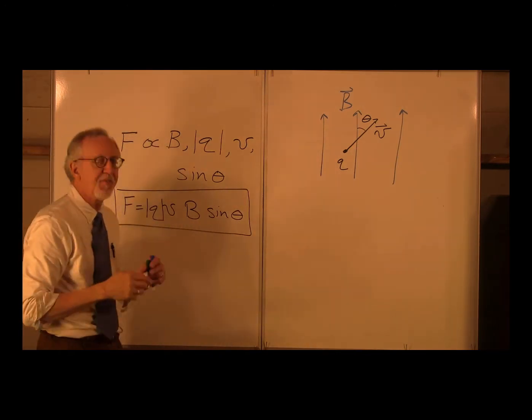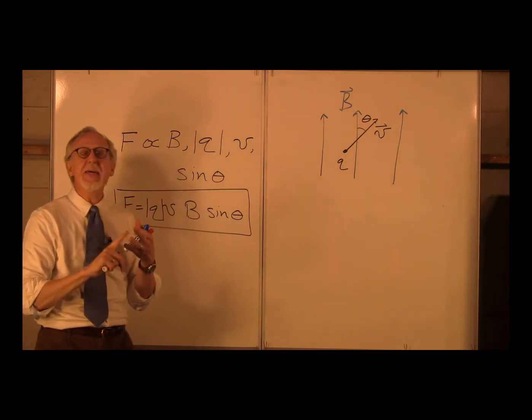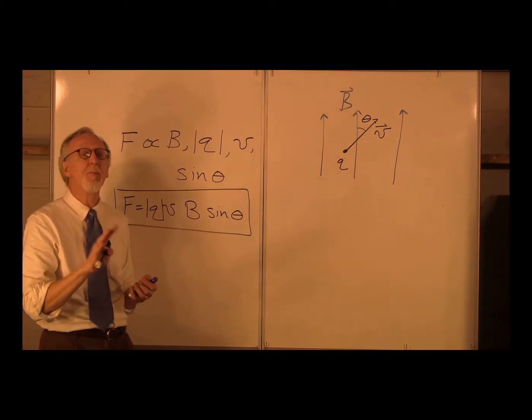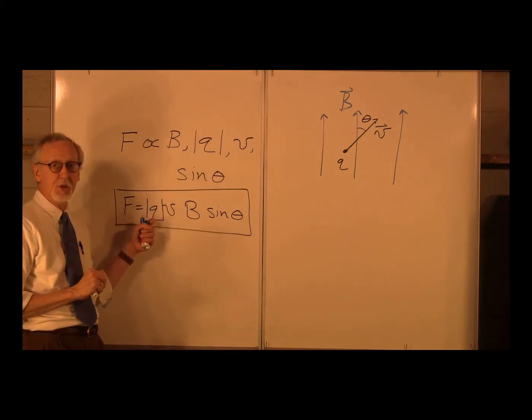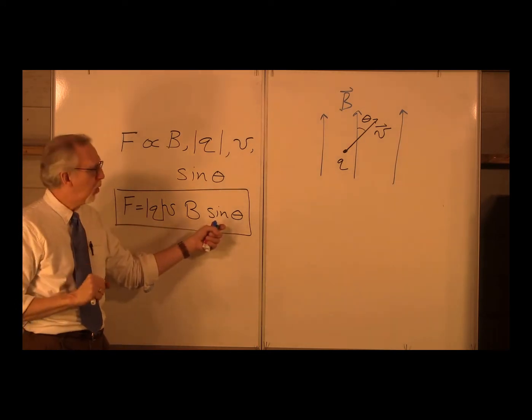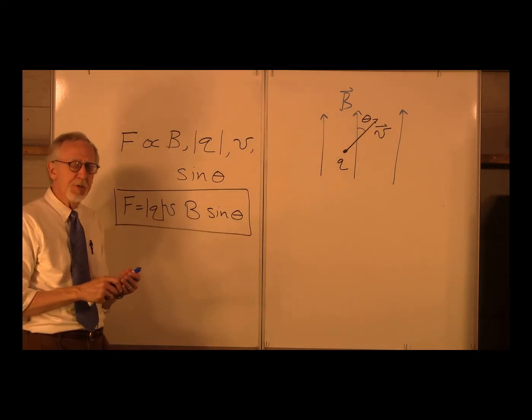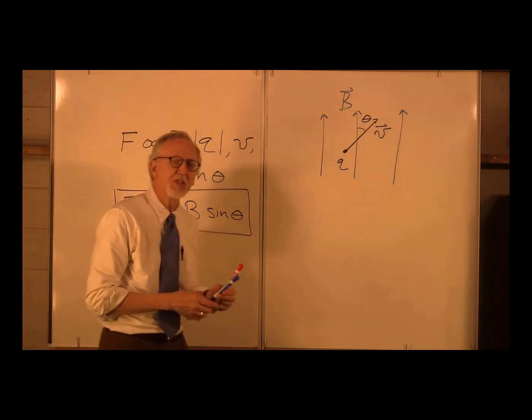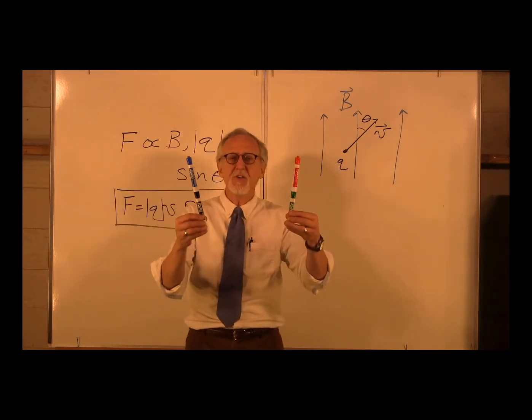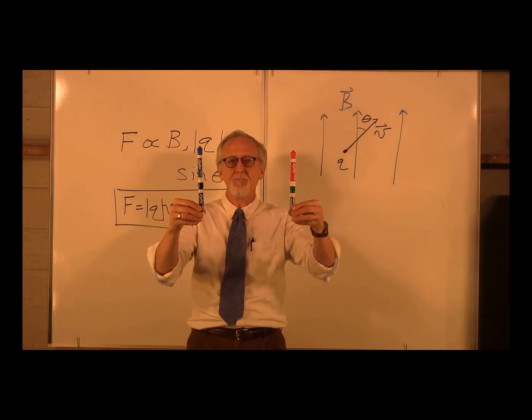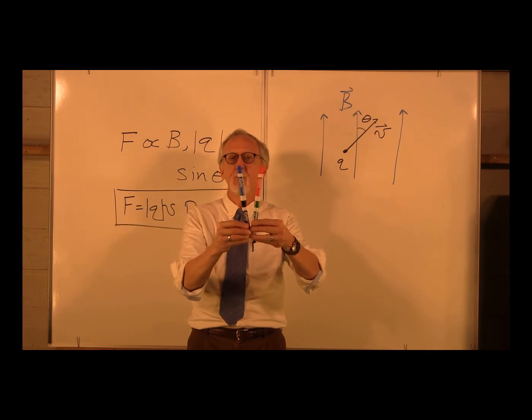There we go. F equals QVB sine theta. But remember, that's really the magnitude of Q. One more quick point about theta, the angle between two vectors. So let's just think about that for a second. If we've got two vectors that are in the same direction, we put them together, what's the angle between them?